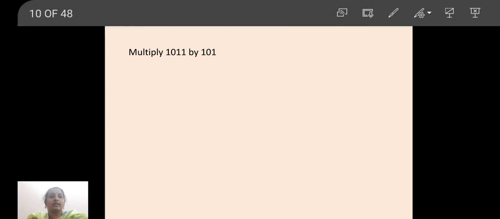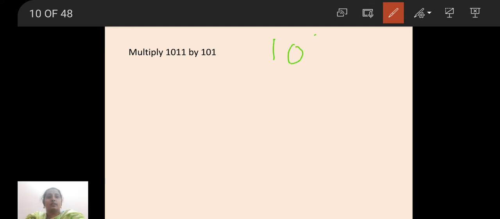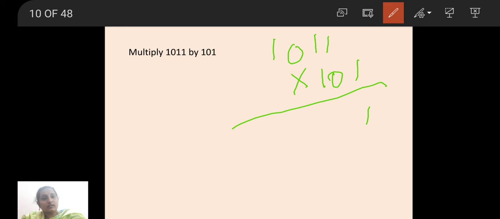You multiply 1011 by 101. First we would like to multiply before checking the slide. So see here, you do simple multiplication like decimal. 1 ones are 1, 1 ones are 1, 1 zero is 0, 1 ones are 1. Next you multiply 4 digits with 0. Simply we are getting 0 0 0 0. Again by multiplying it with 1, we are getting 1 0 1 1.